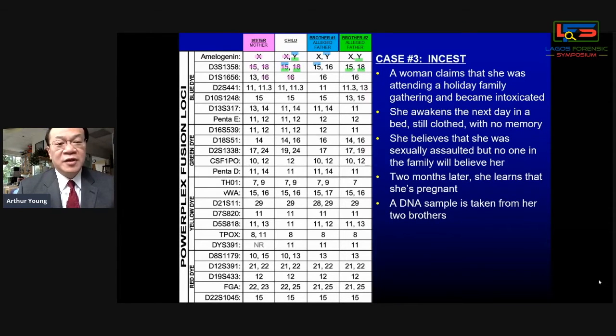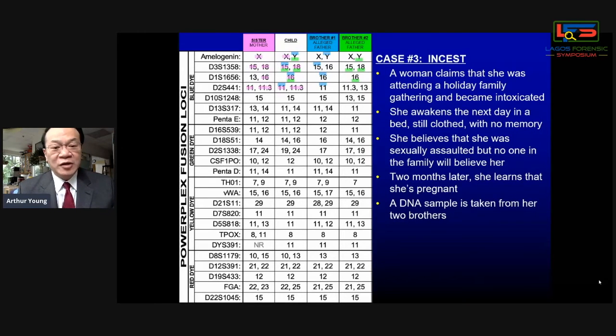So next, we have the 16 allele that the child has, and that means that the father also has to have the 16. But as we see, brother number 1 and brother number 2 both have 16s. So on to the next genetic marker. The child has an 11 and an 11.3, which the mother has both.